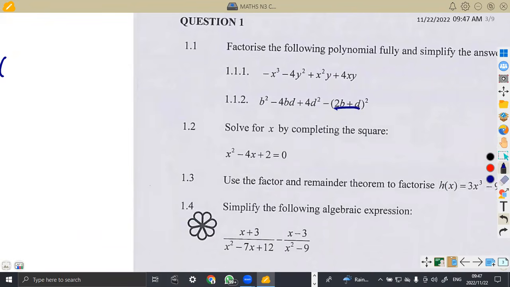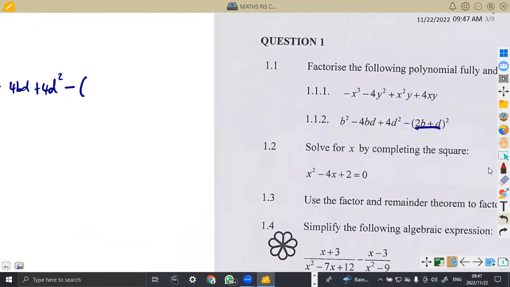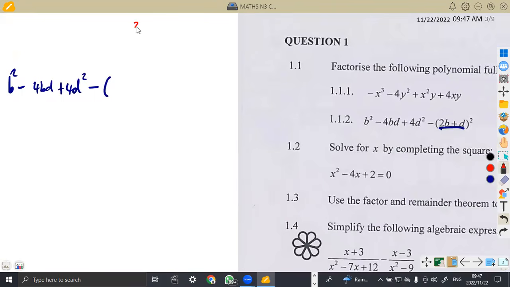We're going to have two brackets of 2b plus d that we expand, 2b plus d times 2b plus d. So 2b and 2b is 4b squared, 2b and d is 2bd, d and 2b is again 2bd. Then d and d gives us d squared. So we have 4b squared, 2 plus 2 is 4bd, plus d squared.